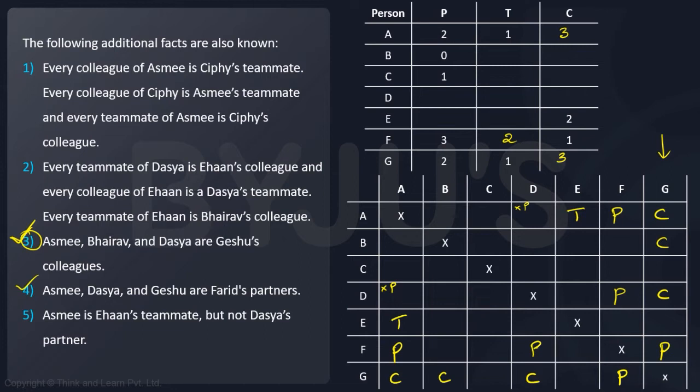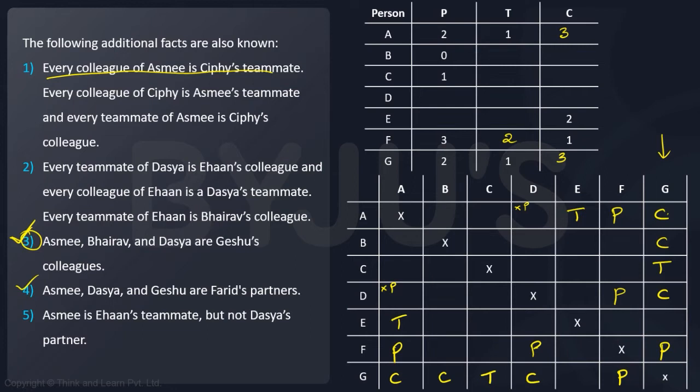Okay, now let's go back to points 1 and 2. Every colleague of Asmi is Chippy's teammate. This is the first part. Wherever there is a colleague of Asmi, so G is a colleague of Asmi, G should be C's teammate. So this should be T. Therefore, this should be T.